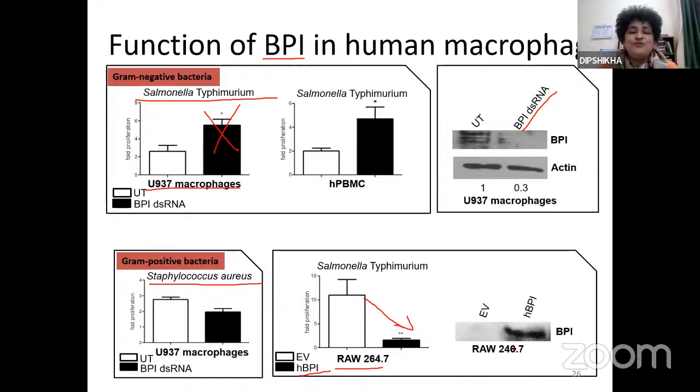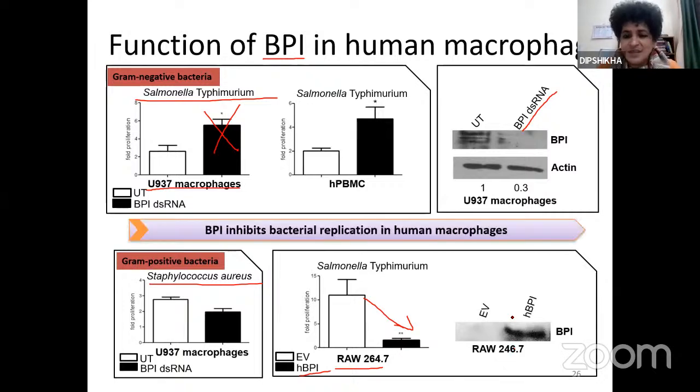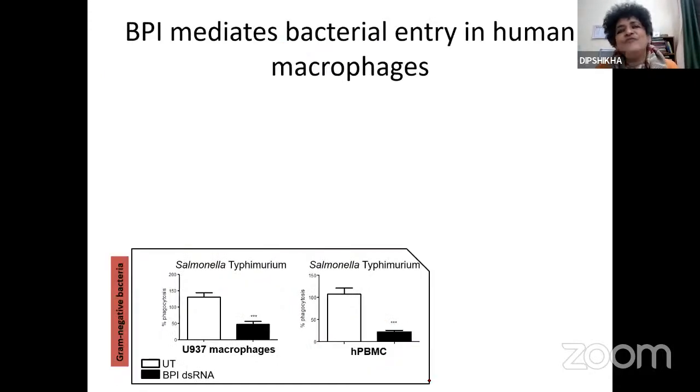Now, the question is, can you use it as an intervention strategy to take care of many of these pathogenic bacteria? The answer is yes, but formulations and so on need to be thought about. Now, BPI inhibits the bacterial replication in human macrophages. That means our host immune system, if triggered appropriately, is good enough to take care of exogenous infections or bacterial infections. The question is, why is it not happening? Why do we always need an intervention strategy of an antibiotic to get rid of infectious diseases?